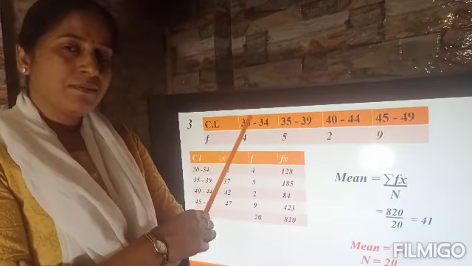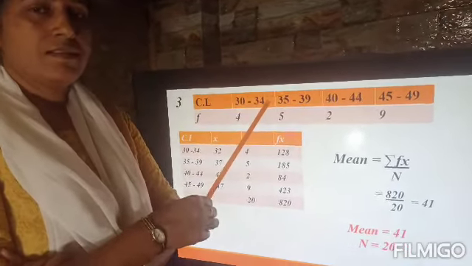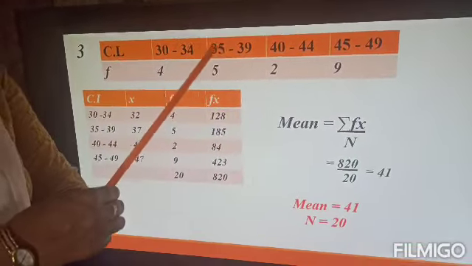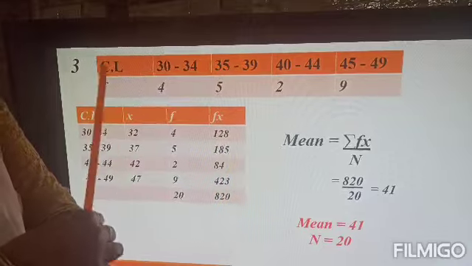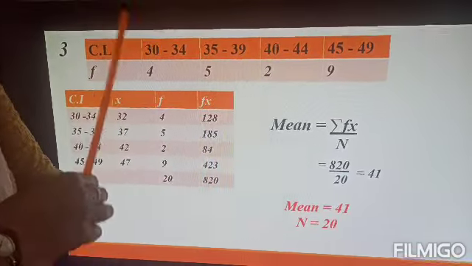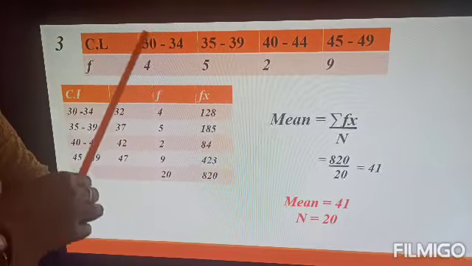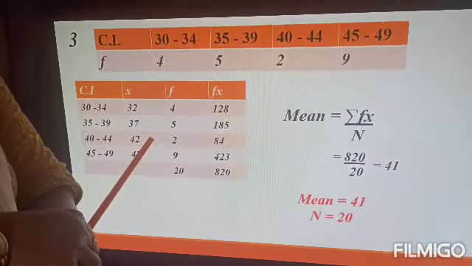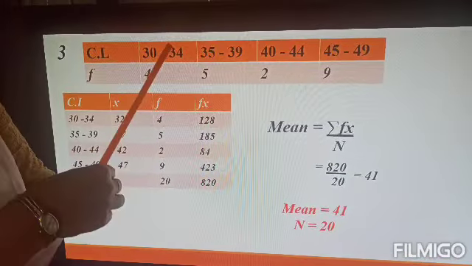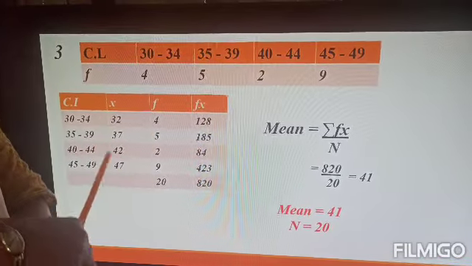In the third sum, they have given class interval and frequencies. What is the difference between this sum and the previous sum? In the previous sum, they gave scores, meaning the x column directly. Here they have given class interval, and from this we have to find the x column.